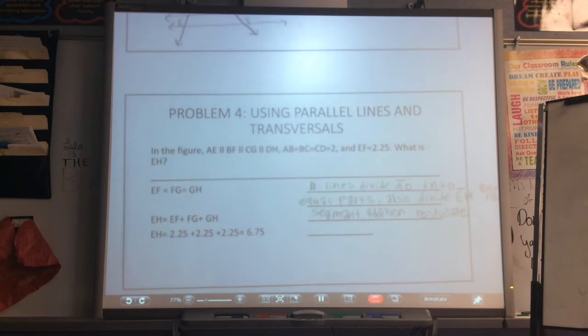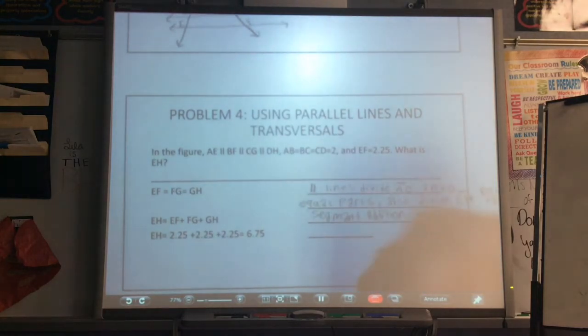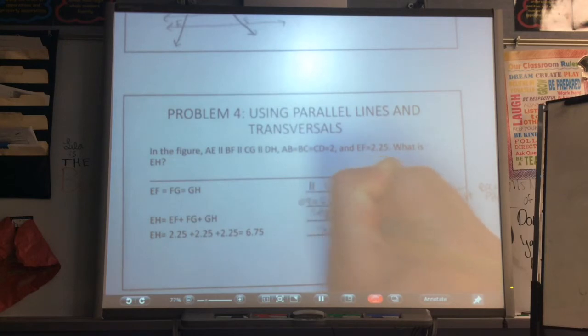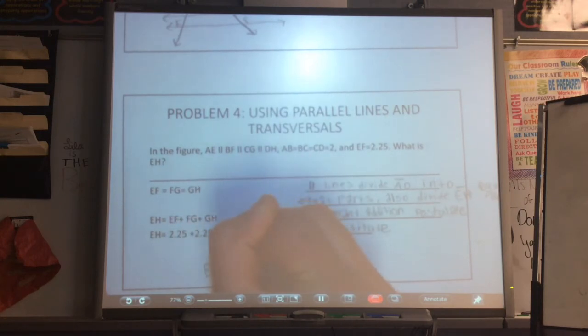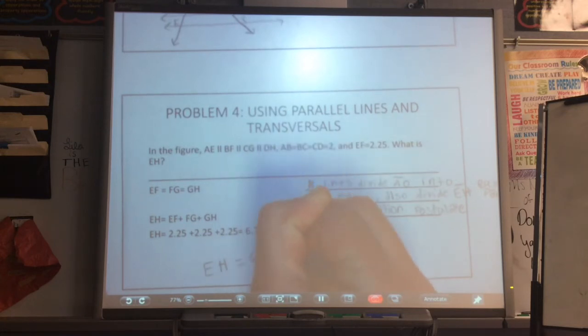And then down at the bottom, EH equals 2.25 plus 2.25 plus 2.25, which equals 6.75, which is the substitution. So you substitute there, so EH equals 6.75.